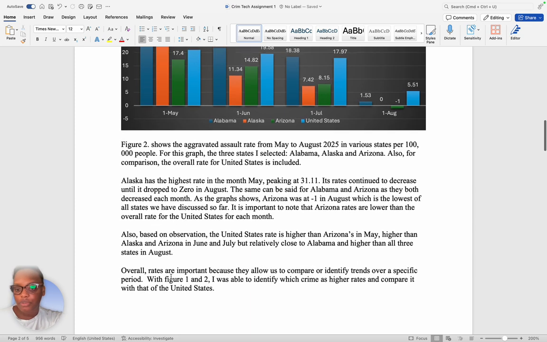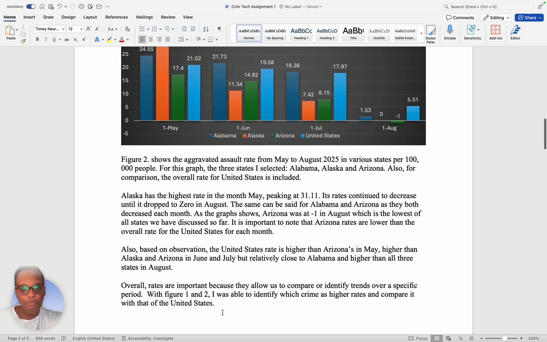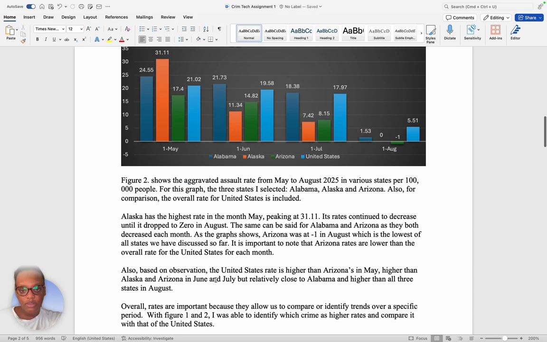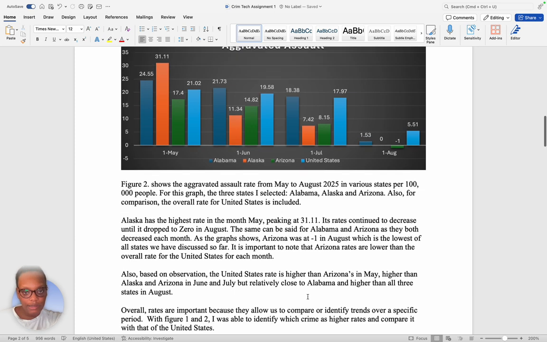Overall, the rates are very important because they allow us to compare and identify threats over a specific period. With figure 1 and 2, I was able to identify which crime has a higher rate and compare it to that of the United States. Let me read that again for clarification and just for flow. With figure 1 and 2, both figures, both graphs, I was able to identify which crime has a higher rate and then compare it to that of the United States.